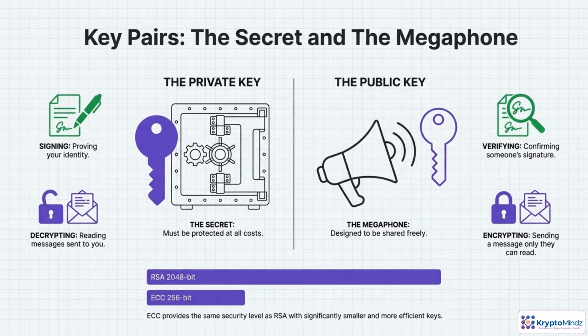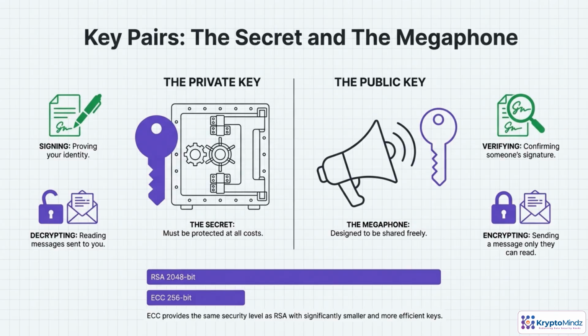The mathematical relationship between these keys is the magic of asymmetric cryptography. If I encrypt something with your public key, only your private key can decrypt it. If I sign something with my private key, your public key can verify my signature. But here's the really interesting part. Even though these two keys are mathematically related, the private key cannot be easily derived from the public key. Theoretically, it's impossible. Practically, deriving the private key would take so long with current technology that it's unbreakable.